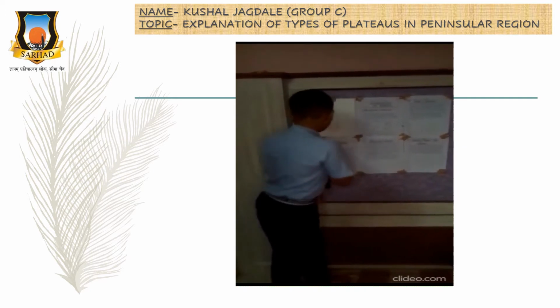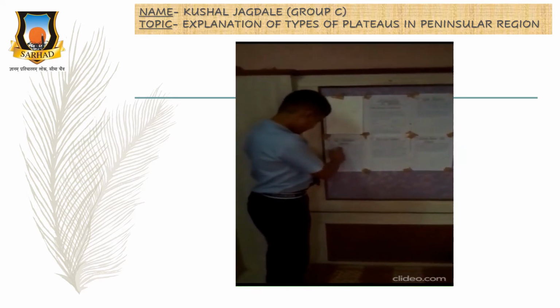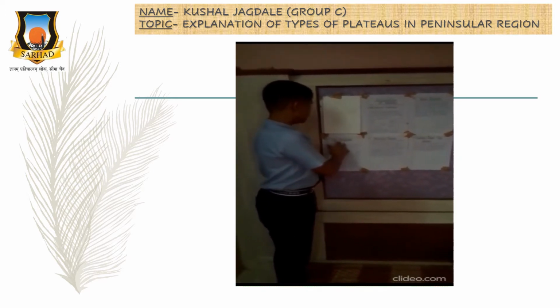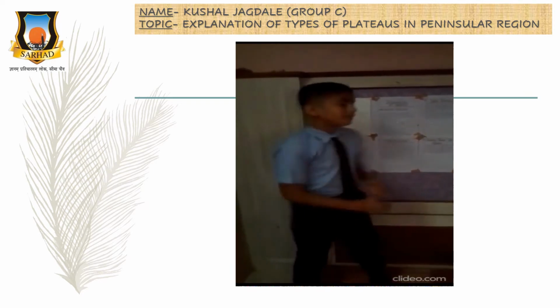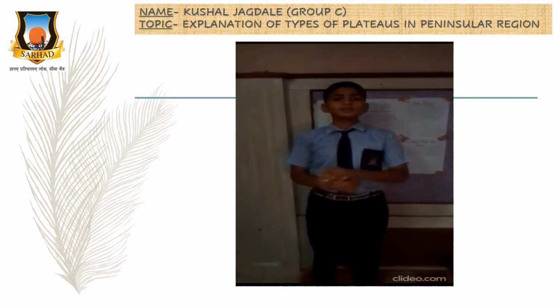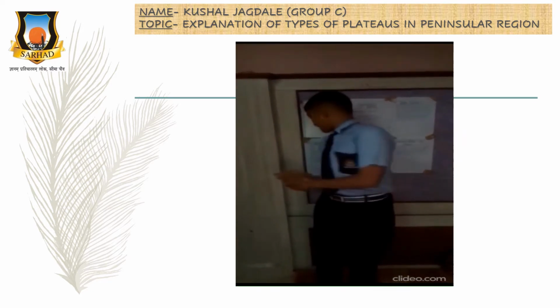Now we will see the Western Ghats. The Western Ghats are also known as Sahyadri. Means the second name of the Western Ghats is Sahyadri.